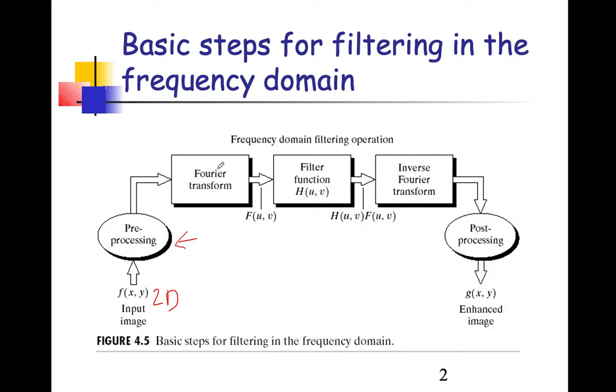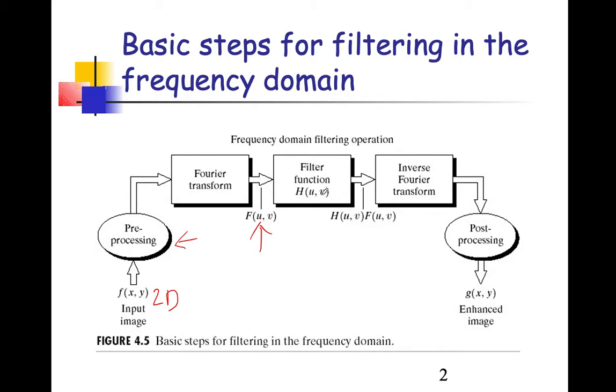The Fourier transform is found at this stage, and we get an output in the form of f of u comma v. Whatever input you give, f of x comma y, becomes a function f of u comma v after the Fourier transformation. This is then given to a filter function. As we know, the operation of filters is to remove noise and unwanted signals, or in image processing, salt and pepper noise.